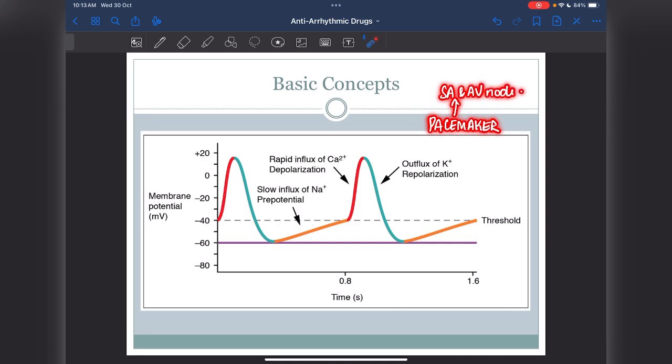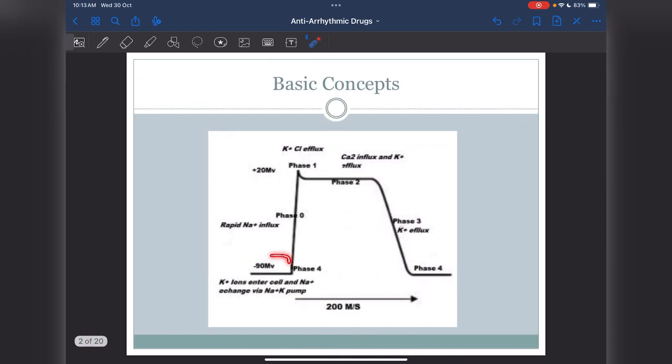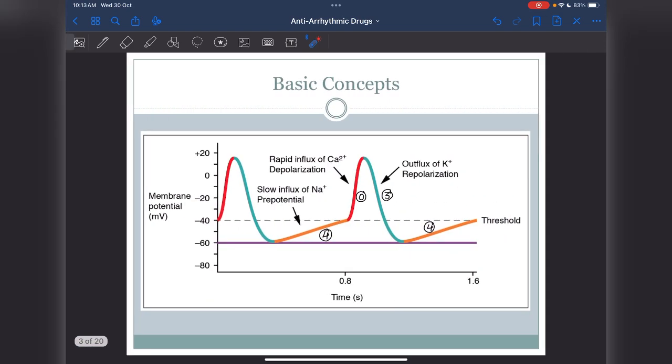Okay, so now we are going to talk about this. This is phase 4, and this is phase 0. Phase 1 and 2 are absent, if you know from your physiology, and this is phase 3, and again we get to phase 4. Now the phase 4 that you see here is not flat, not like it is here. It is in a slightly depolarized state.